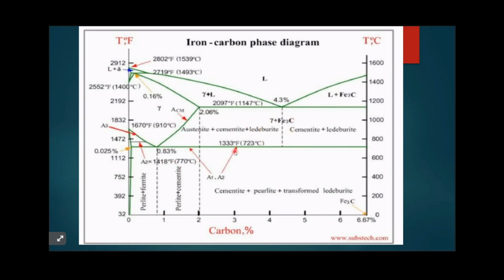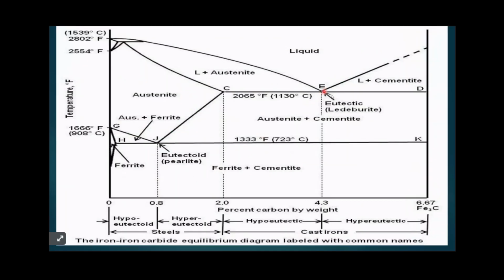Now we are going to see three types of reactions. Before entering the different types of reactions, we must know about the different types of steels in the case of the iron-carbon equilibrium diagram. So 0 to 0.8 percent of carbon, that steel is known as hypoeutectoid steel.